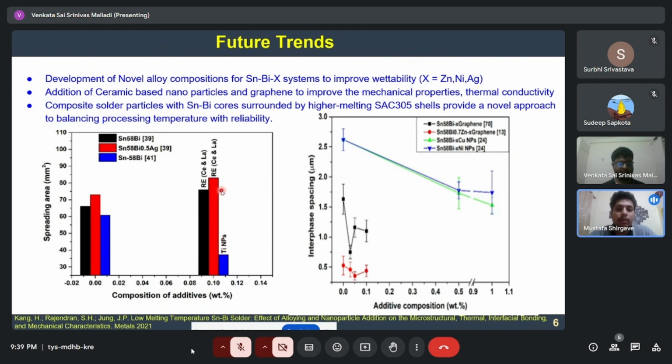Addition of ceramic-based nanoparticles improves the mechanical properties, and due to the addition of graphene, it will improve the thermal conductivity. So the composite solder particles with a tin bismuth core surrounded by higher melting SAC305 alloy shells provide a novel approach to balancing the processing temperature with the reliability. The right graph is showing that if we reduce the interface spacing, then the material strength will increase. That's all.